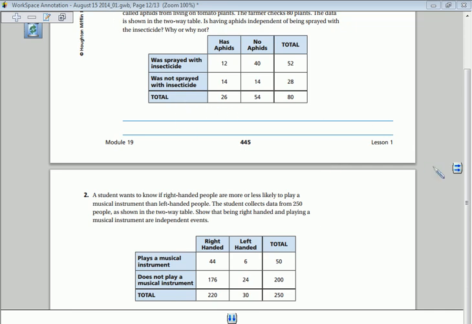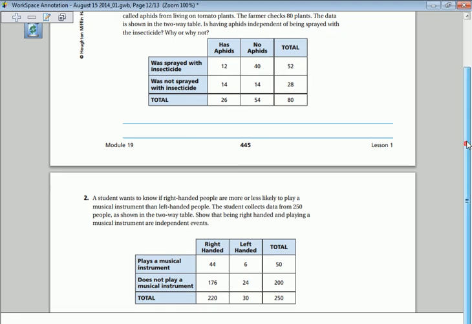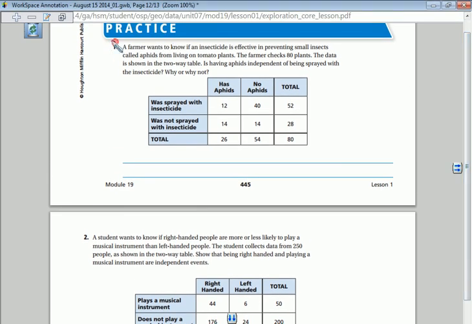Okay, let's flip over to page 445, and we're just going to look at number 1 right here. And then I have a worksheet that we're going to work through the front together. And then the back will be for your homework.